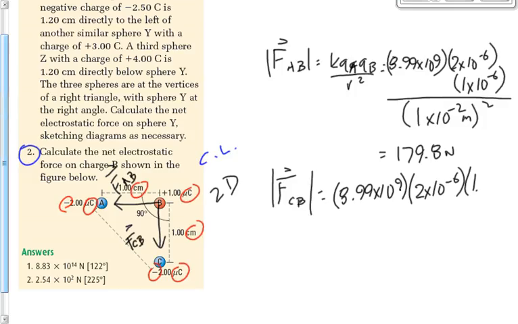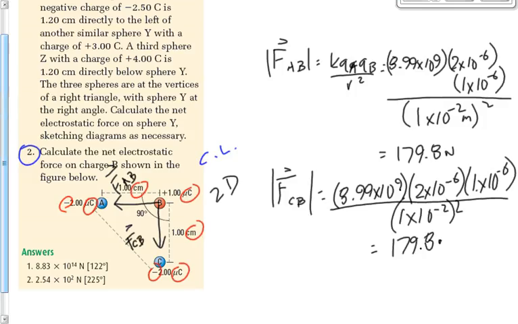It's the same numbers, isn't it? It's exactly the same numbers, right? What are we going to get for that one? How about 179.8 newtons? Okay, what do we have to do to actually find the force here?